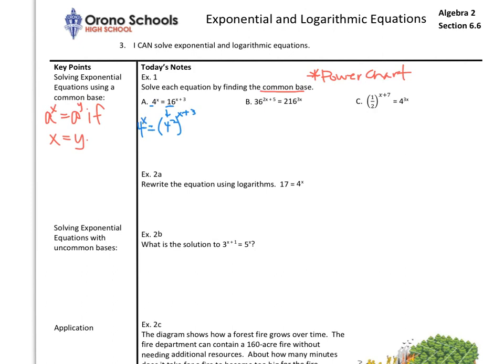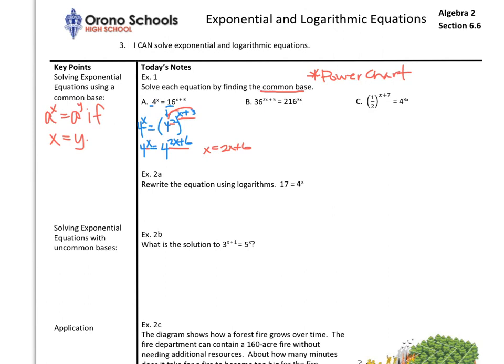Now, on that right-hand side, with the 2 on the inside and the x plus 3 on the outside, I need to distribute that in. That will give us 4 to the x on the left and 4 to the 2x plus 6 on the right. And now that our bases match, the rule is going to be to work with their exponents. A to the x equals a to the y if x equals y. That means this equation can only be true if x is equal to 2x plus 6.